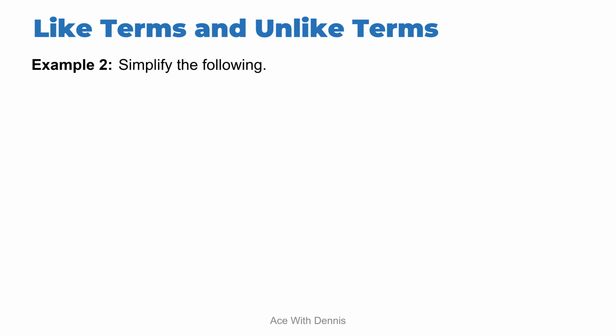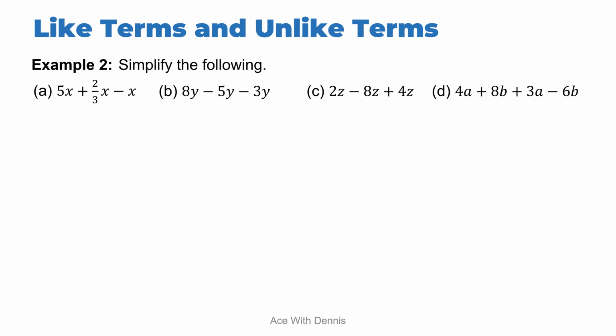Example 2. Simplify the following. A. 5x plus 2 over 3x minus x. B. 8y minus 5y minus 3y. C. 2z minus 8z plus 4z. D. 4a plus 8b plus 3a minus 6b.